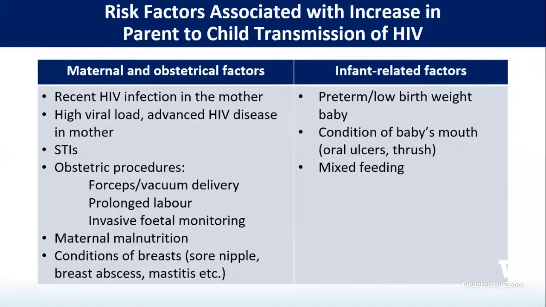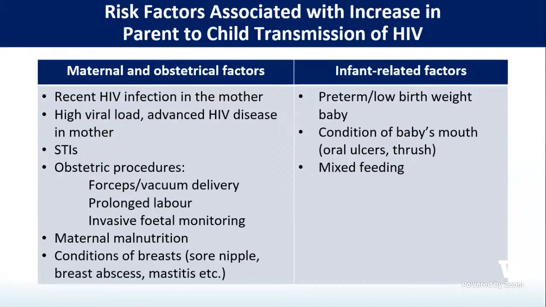So what are the risk factors which can increase the transmission from mother to baby? There are maternal factors and baby related factors. The maternal factors are, if the mother is recently infected with HIV, as you know, any person who is recently infected would have a very high viral load. And the higher the viral load, the chances of transmission of the virus during pregnancy or any stage would be very high. So high viral load or advanced HIV disease, as you know, a lower CD4 count in the woman when she is diagnosed, would also mean that chances of transmission to the baby are high.